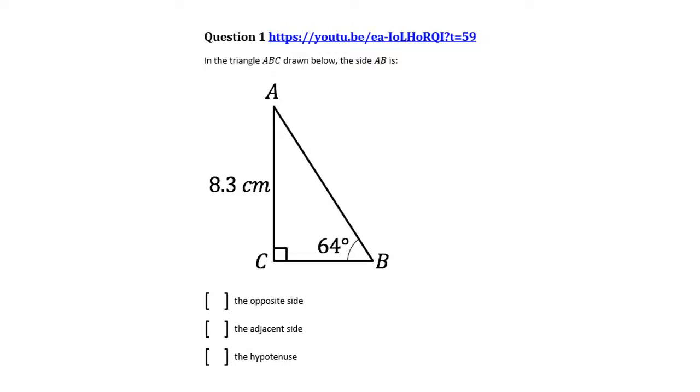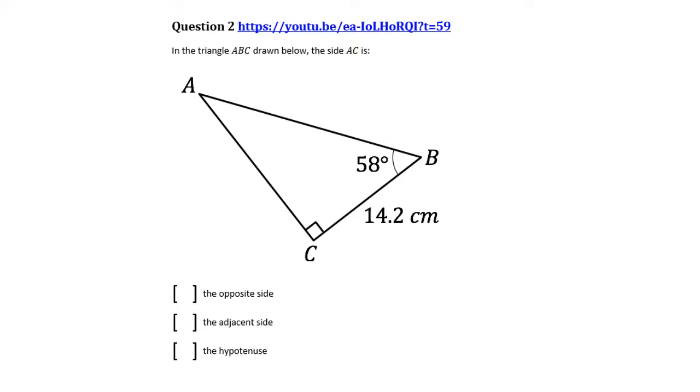Hi Year 10, let's have a look at question 1. In question 1, you needed to identify the side AB. Now, since it's opposite the right angle and it's the longest side, it's easy to identify this side as the hypotenuse.